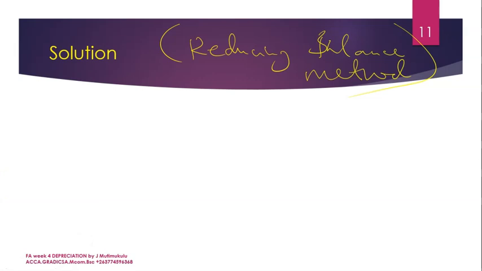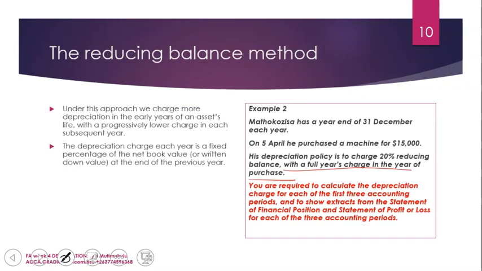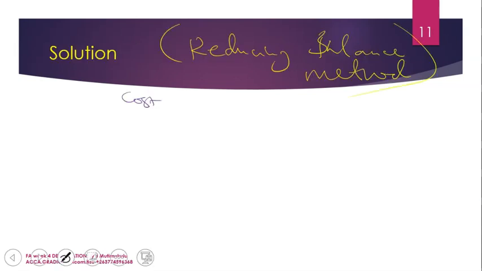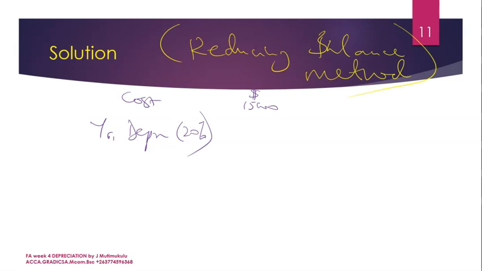Okay, so we are going to have to start with the cost of the asset. The asset was, from the question, 15,000. Purchased at $15,000. And then we have to say year 1 depreciation at 20%. Remember, we are going to charge 20% of 15,000. That's 3,000. And we are going to have a net book value year 1 of 12,000. Okay, that's the NBV year 1.